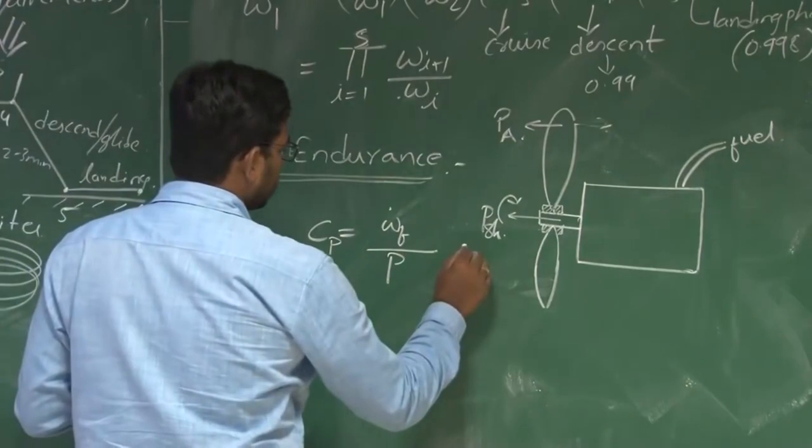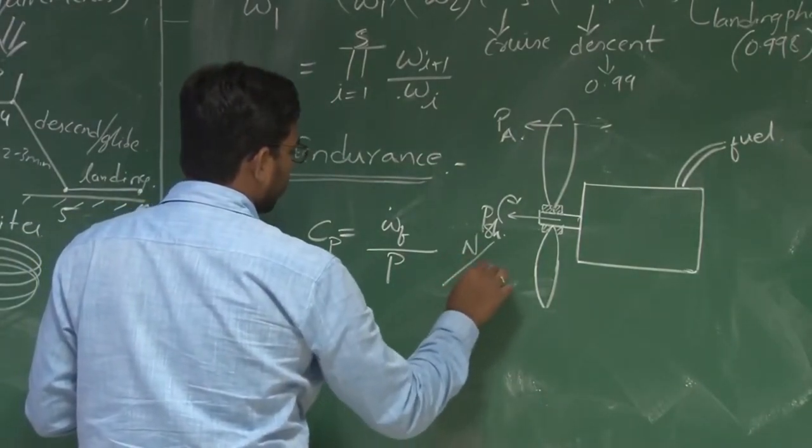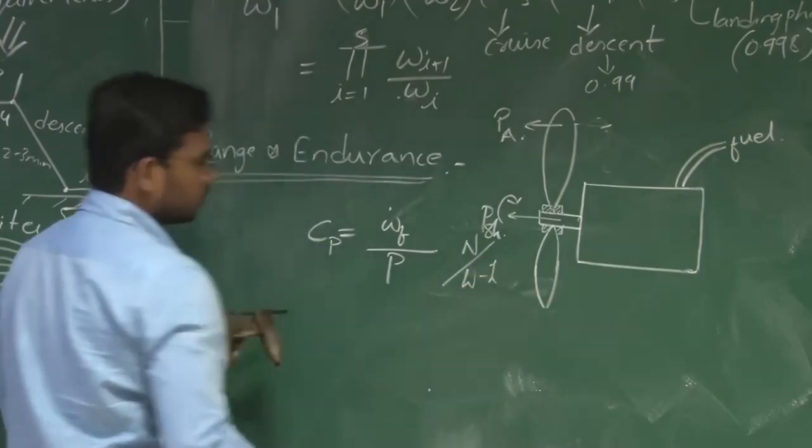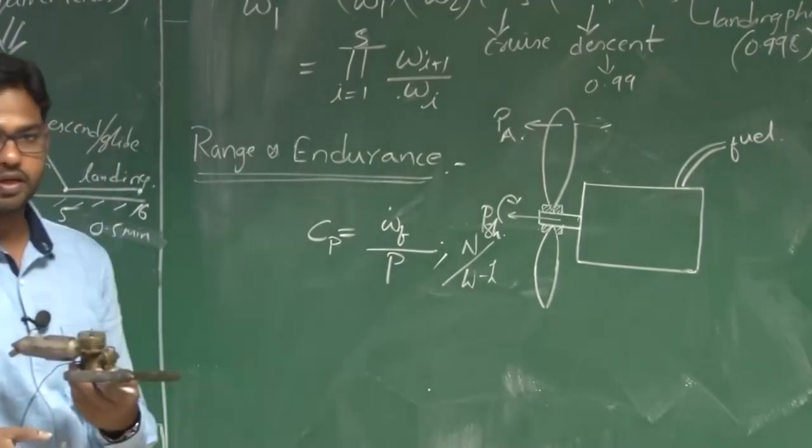So what are the units of this? Newton per watt hour. Newton per watt hour, right? This is for IC engine.